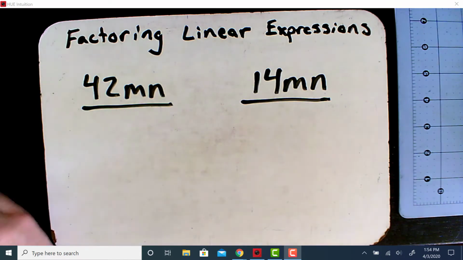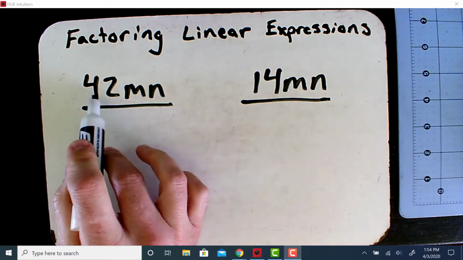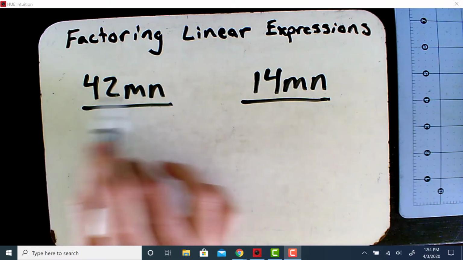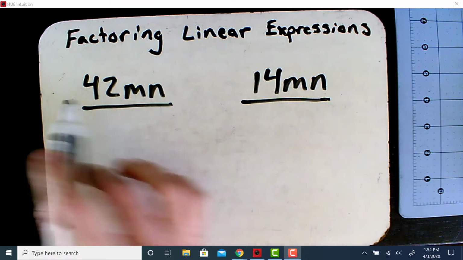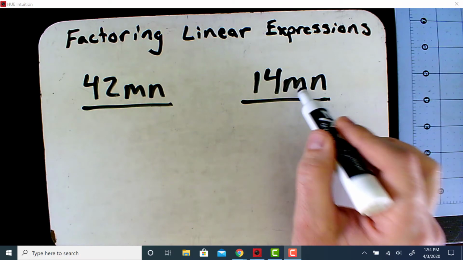Let's factor one more set of monomials. Here I've got 42 times m times n. These are monomials. There's no plus or minus signs in here, so it's a monomial. I also have 14 times n times n.